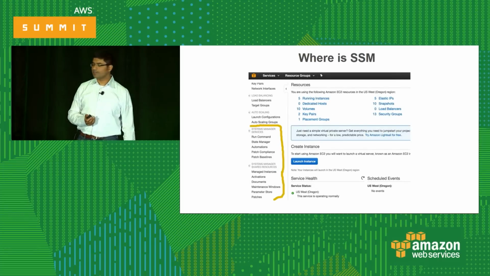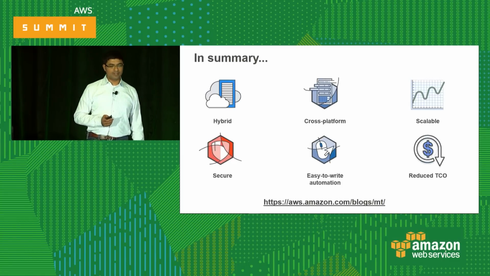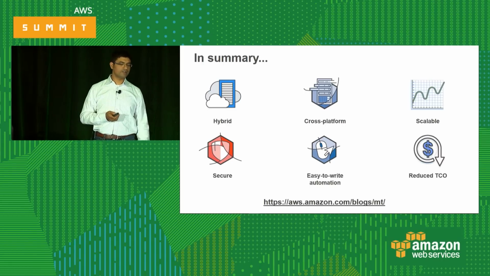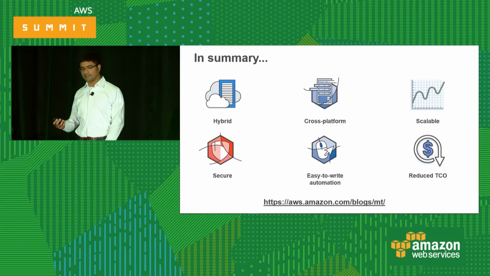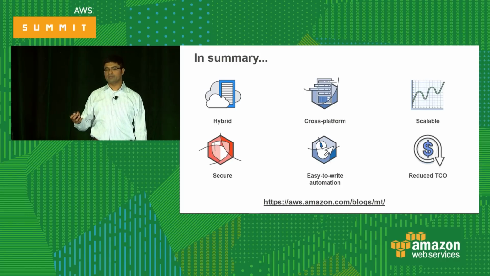So to summarize, where is SSM? Systems Manager doesn't have its own console. It's found in the EC2 console, like I showed you, so do remember that. And in summary, why would you use Systems Manager? It's about managing hybrid infrastructure. It's cross-platform, Windows and Linux. It's inherently scalable. It's secure because it's protected by both IAM policies as well as logging in CloudTrail.